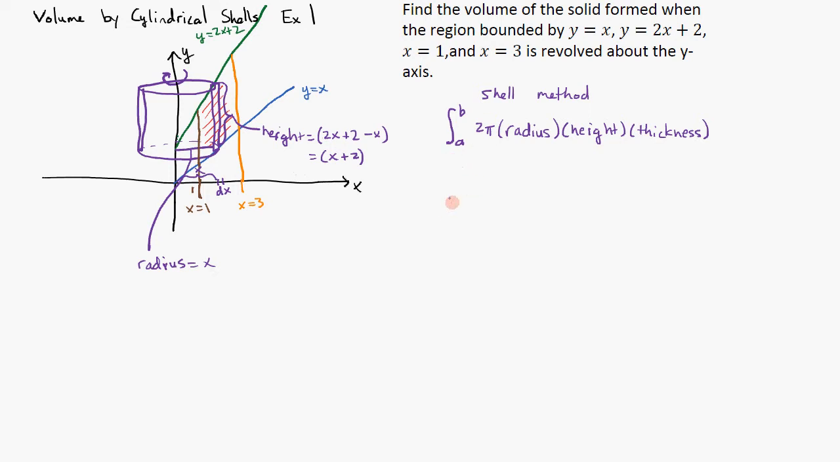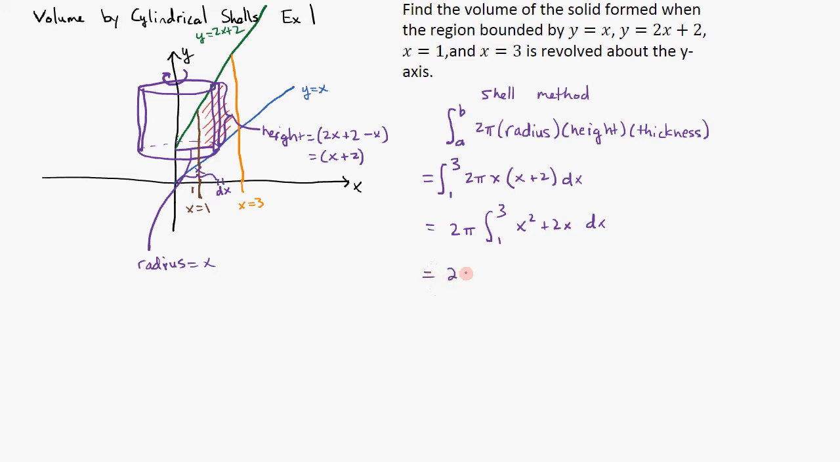Okay, so now we're ready to plug everything into the formula. So we see that the region is bounded between 1 and 3. So we compute the integral of 1 to 3, 2 pi times the radius, which is x, times the height, which is x plus 2, times the thickness, which is dx. Okay, so now I multiply the x through and I can pull out the 2 pi. This is 2 pi, the integral from 1 to 3, of x squared plus 2x dx.